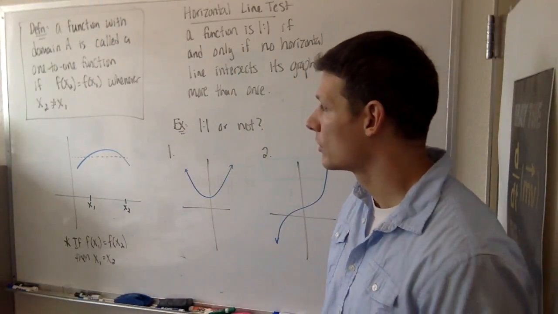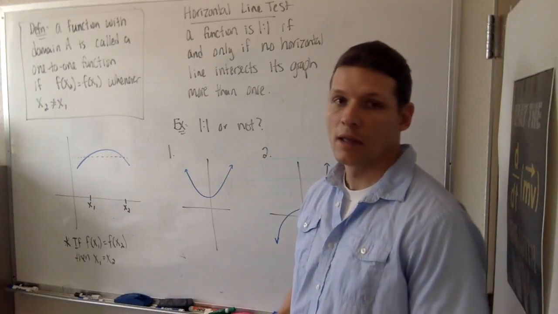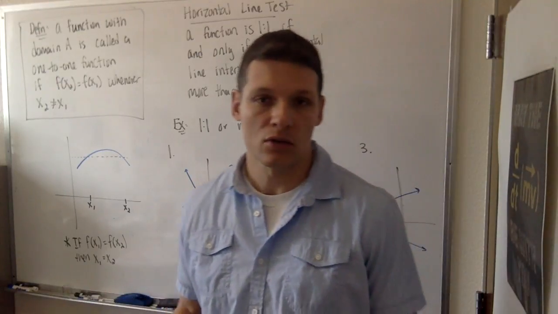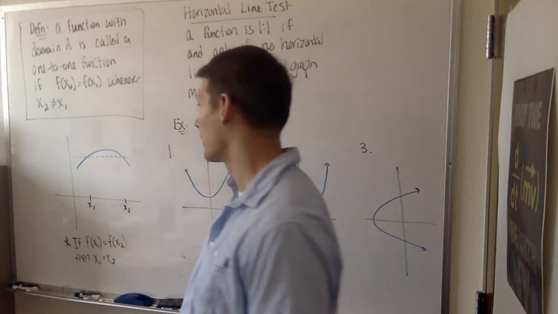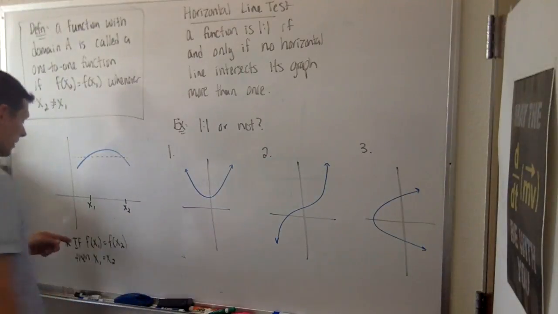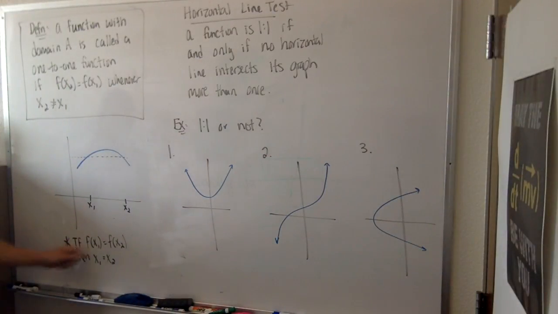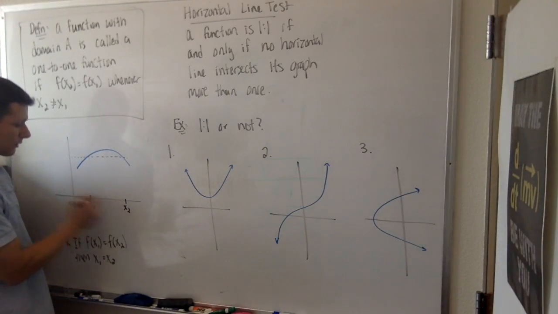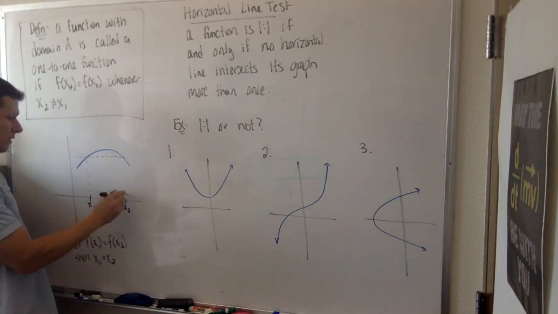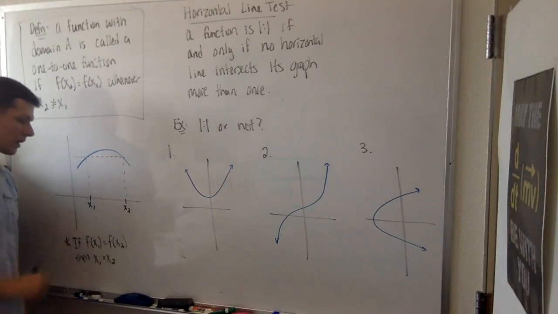A function is one-to-one if whenever we have x2 not equal to x1, f of x2 is not equal to f of x1. Another way of describing that is, if this y value equals that y value, then those two points must have been the same point. This is an example of a function that is not one-to-one because I have two different x values, x1 and x2, and notice that they've got the same height, therefore it's not one-to-one.